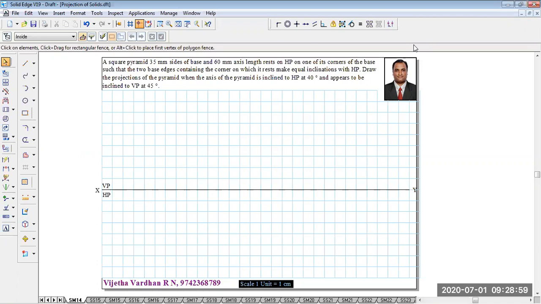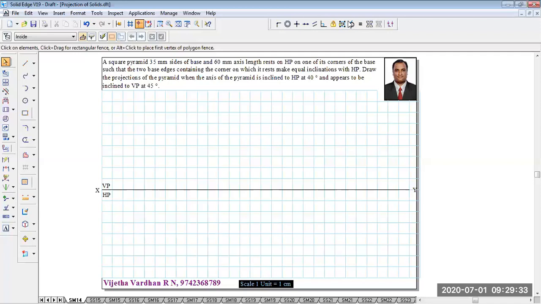A square pyramid, 35 millimeter sides of base and 60 millimeter axis length, rests on HP on one of its corners of the base, such that the two base edges containing the corner on which it rests make equal inclination with HP. Draw the projections of the pyramid when the axis is inclined to HP at 40 degree and appears to be inclined to VP at 45 degree. So according to the given question, one can understand that the apparent angle is directly given in the question.